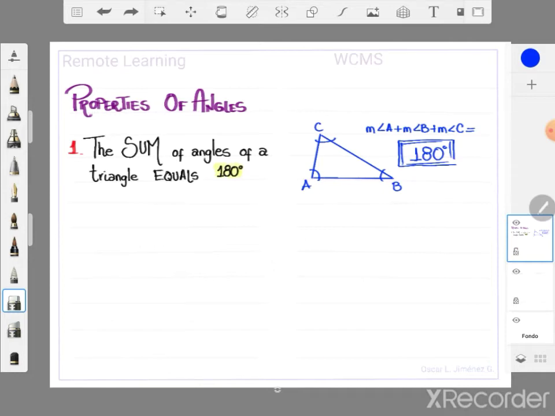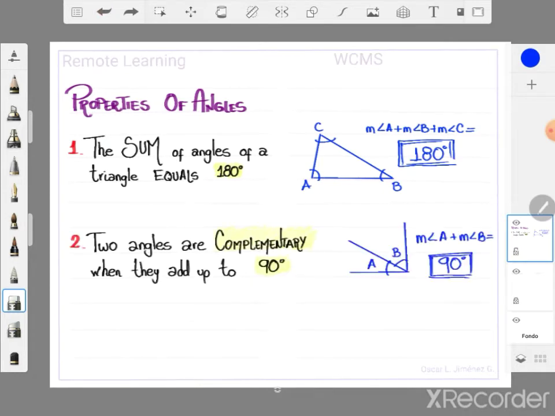Now, the second property is 2 angles are complementary when they add up to 90 degrees, okay? So, if 2 angles add up to 90 degrees, they are called complementary angles, okay? Remember, complementary angles, 90 degrees.